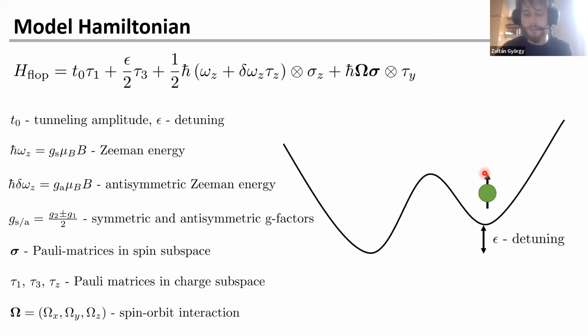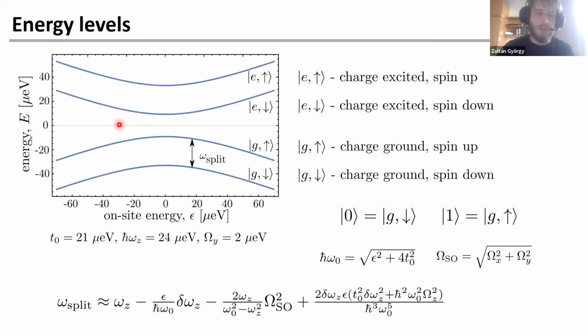Here are the 4 energy levels of the flopping mode spin qubit. These are labeled by their dominant charge and spin state component, and we use the lowest 2 energy states as the basis states of the qubit. So we use the charge ground spin down state and the charge ground spin up state. There's an energy difference between these two levels, and there is a splitting frequency which corresponds to this energy difference.